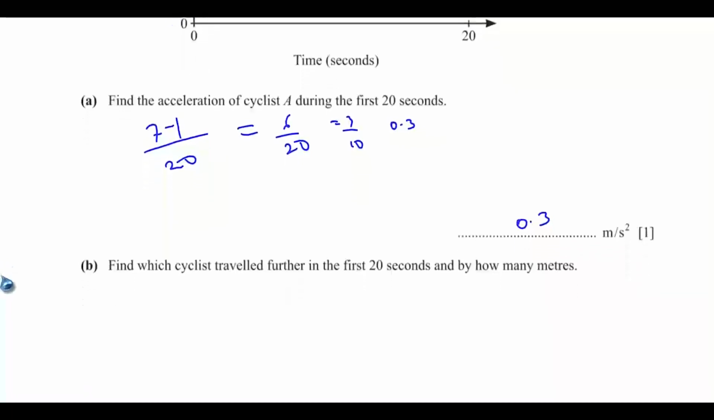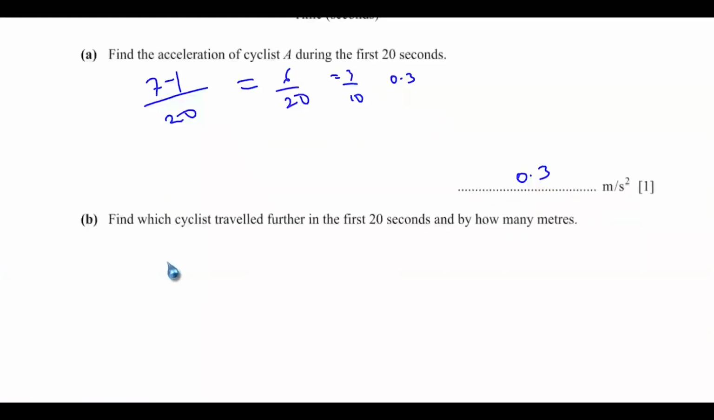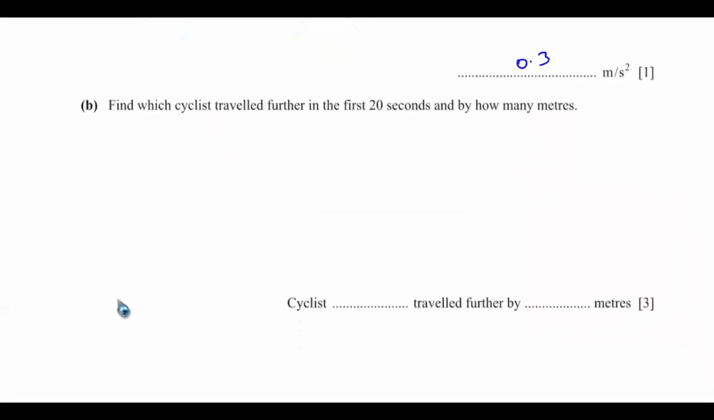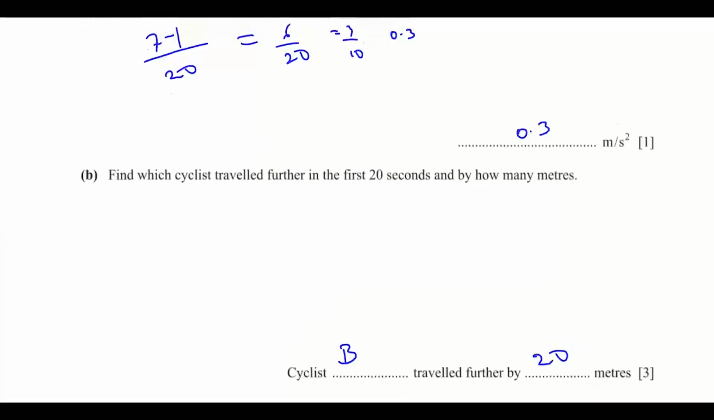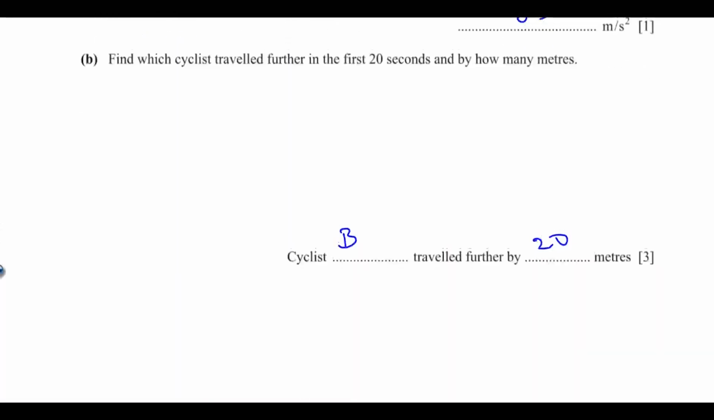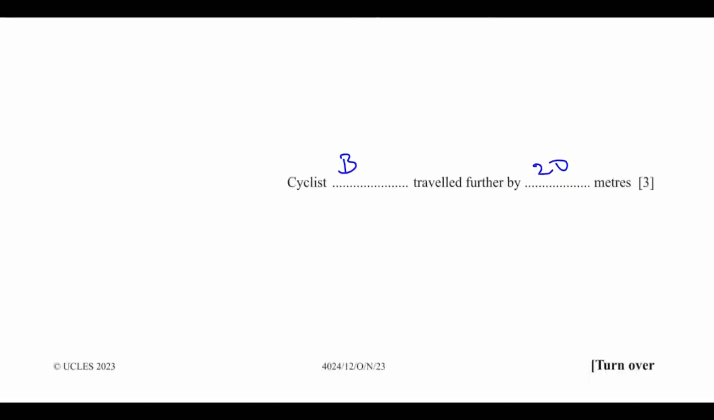So what we can write here is cyclist B traveled further by 20 meters. That is when it will complete 120, to meet up with 120. So let's go to the next question.